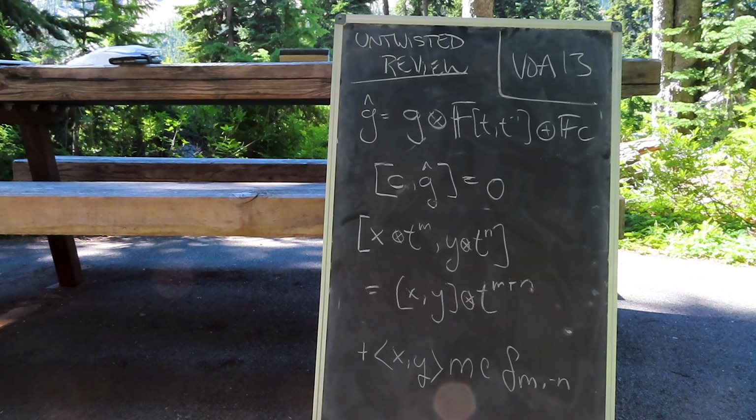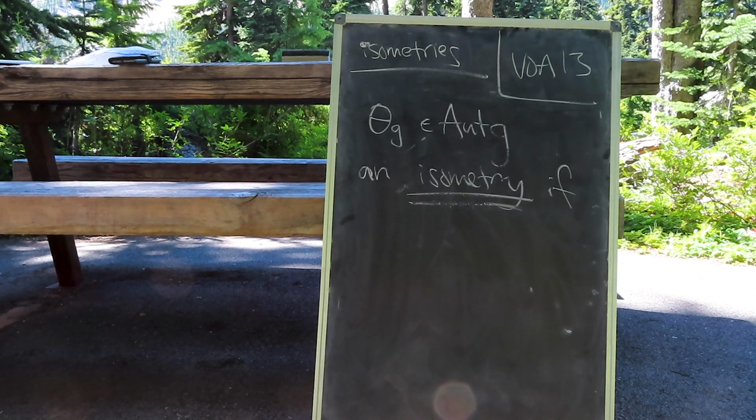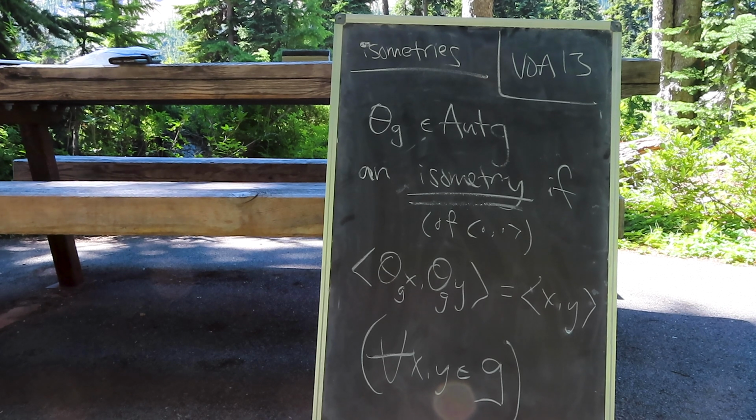To learn how to twist this construction, we first need to discuss isometries of the inner products of Lie algebras. An automorphism of some Lie algebra G is called an isometry if the inner product is invariant under it. If it helps, you can think of this as some kind of coordinate frame transformation, like a rotation.